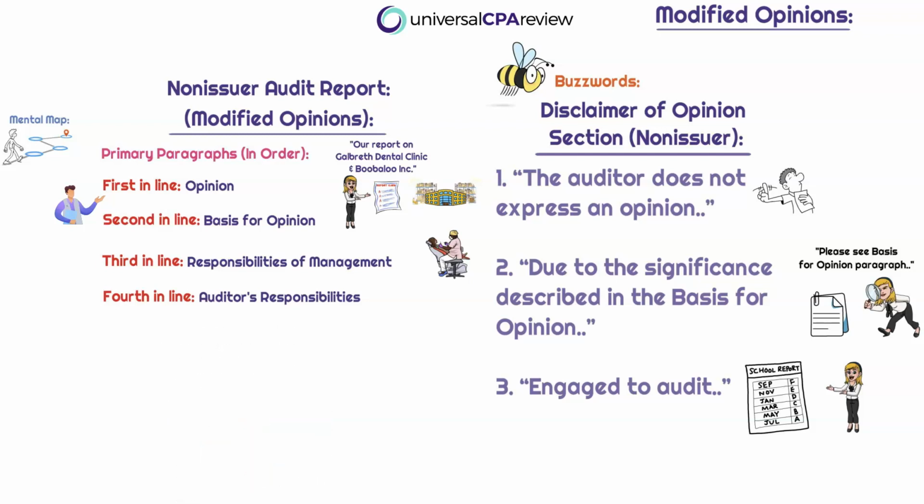Okay, so taking a look at the buzzwords for the opinion paragraph. For non-issuers, we have to remember that there's a statement that says the auditor does not express an opinion. So no opinion is being expressed. They can't come to a conclusion. That's the point of the disclaimer of opinion. This paragraph is also going to state, due to the significance described in the basis for opinion. So again, we're not going to be describing the reasons for the disclaimer of opinion in the opinion paragraph. We're going to be describing those reasons in the basis for opinion paragraph. So we need to make reference to where the reasons would be described, and that is, again, in the following paragraph.